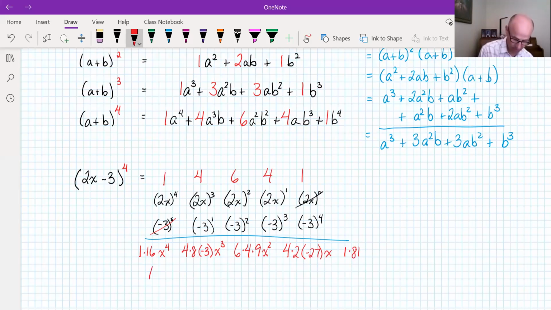which then ultimately gives me, putting it all together, 16x to the 4. There's a minus sign in the next one, so it's going to be minus 4 times 8 times 3 is 96, x cubed. 6 times 4 times 9 is a positive 216x squared. I've got a minus 216x, and I've got a plus 81, which I would argue is far faster to be able to put together than anything that we would be able to do by expanding it by hand.